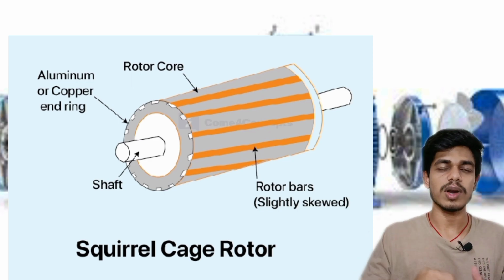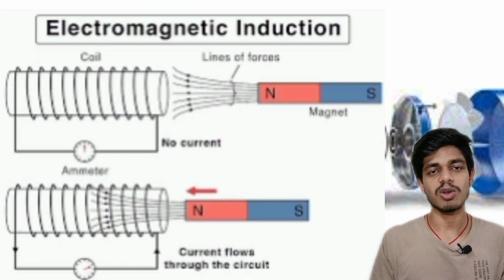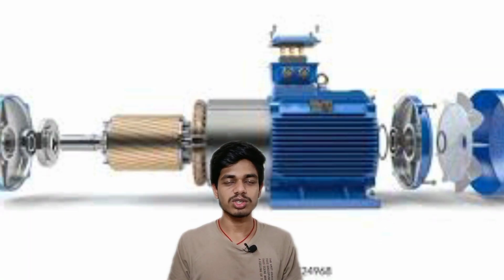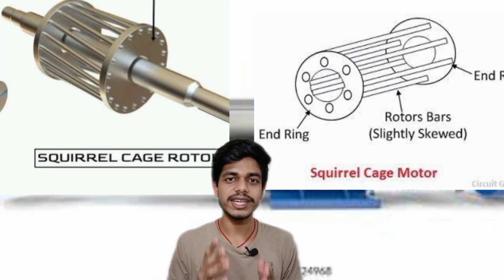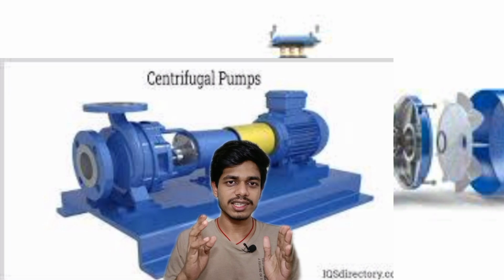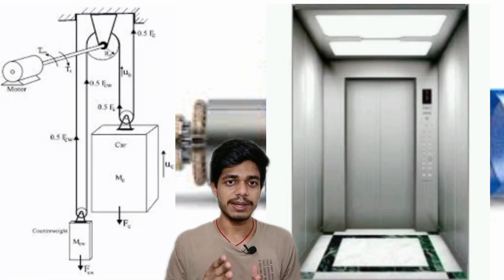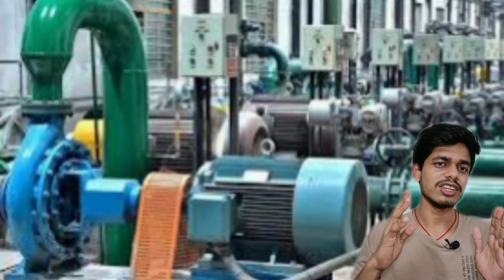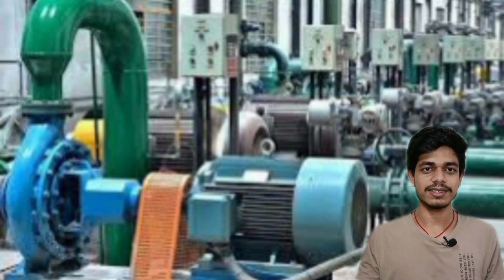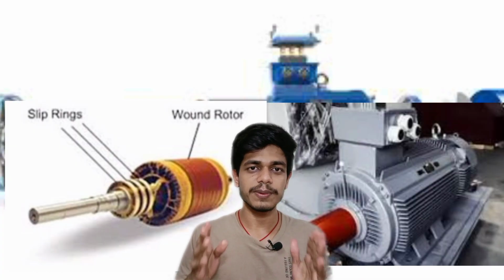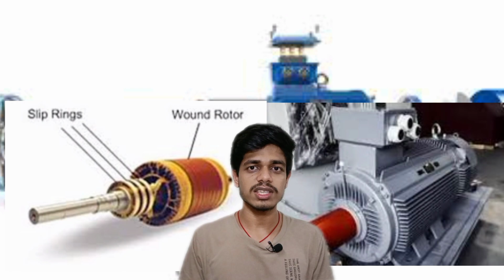This motor works on the principle of Faraday's law of electromagnetic induction. So we use these motors where we need a constant speed, like in centrifugal pumps, lifts, machine tools, and in industrial applications, etc. So now we discuss about the slip ring induction motor, which is also known as the wound rotor induction motor.